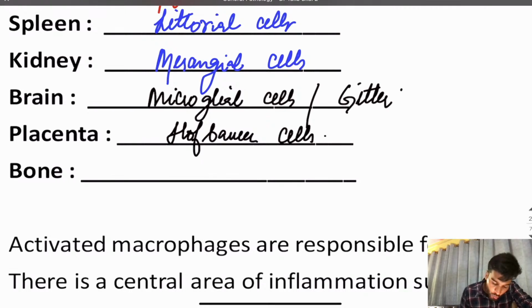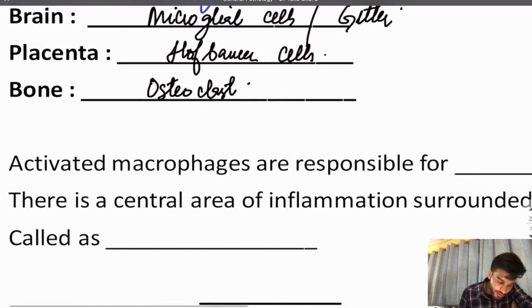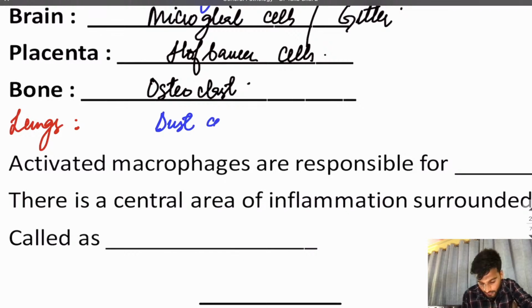In bone we have osteoclast, the bone-destroying macrophage; bone formation is by osteoblast. One more you will remember, my dear student, lungs. What are the macrophages of the lung called? Dust cells. Macrophages of the lung are called dust cells.